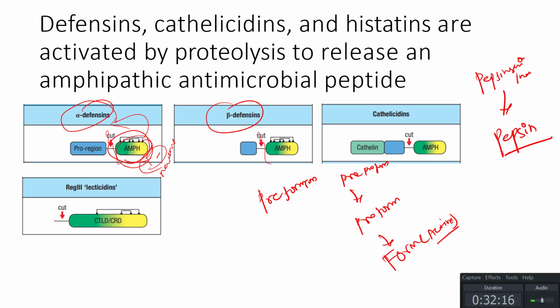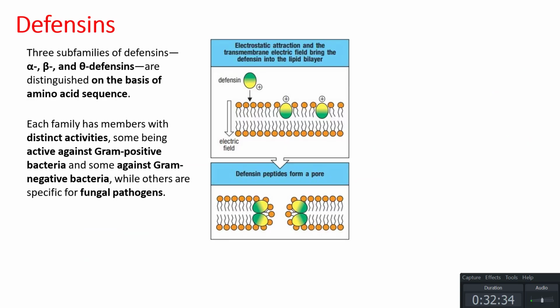The same way for the beta defensins. Then the cathelicidins have a cathelin pro region, and then the cut happens. In REG3 also, there is no pro region, but there is some extra region of amino acids that will be cut. Defensins, as we said, have three subfamilies, alpha, beta, and theta, distinguished on the basis of amino acid sequences. Each family has members with distinct activities. Some are active against gram-positive bacteria, some against gram-negative bacteria, and some others are specific for fungal pathogens.